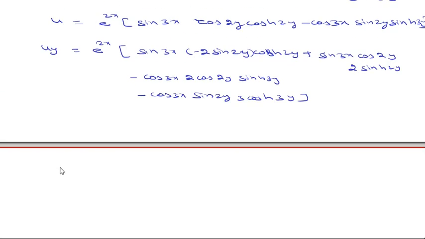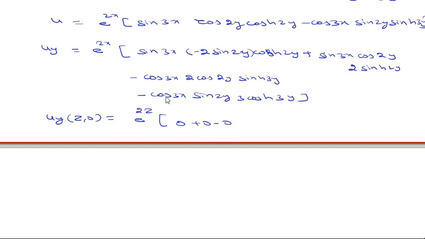So next, uy of z comma 0. This is equal to e power 2z times, so sin 0 will be 0. Here also sinh 0 will be 0. So the first two terms will become 0, and the third term, sinh 0, will be 0, so the third term will also be 0, and the fourth term has sin 2y. So all terms will be 0. Therefore finally uy of z comma 0 is 0.